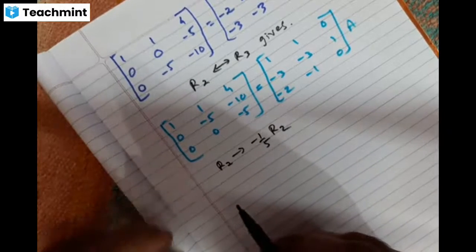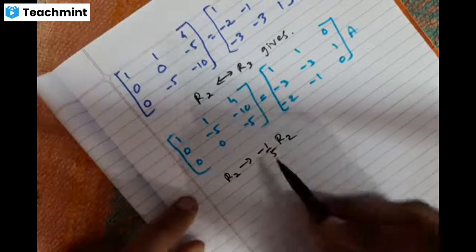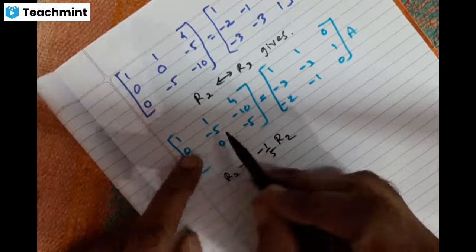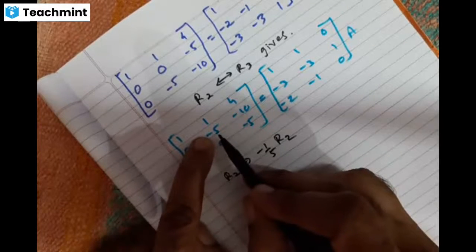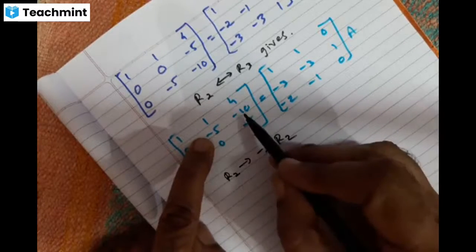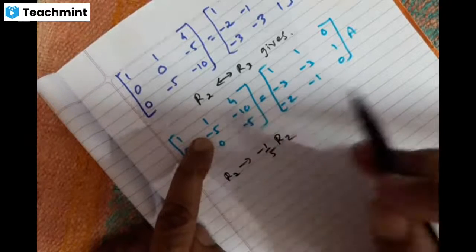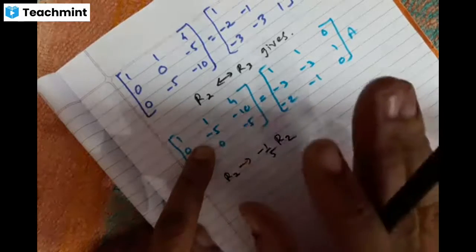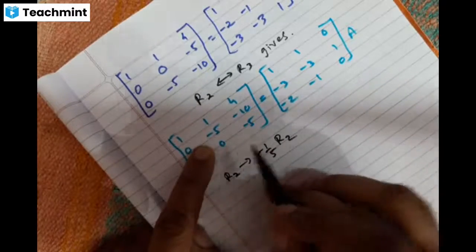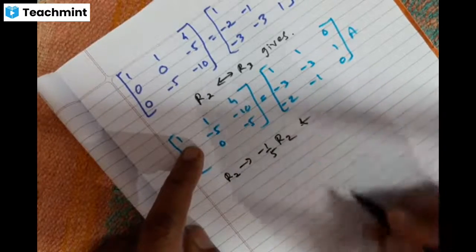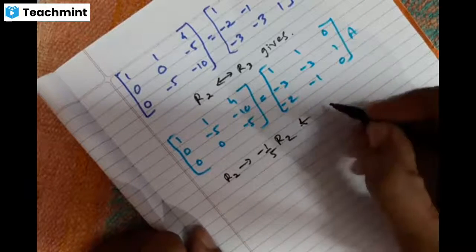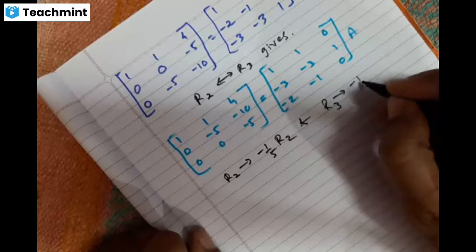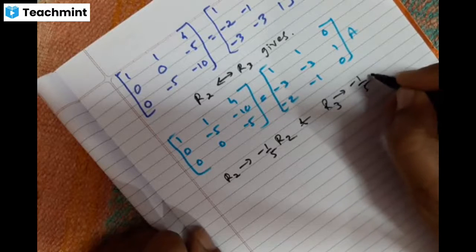So what is the advantage? दोस्तों, क्या advantage होगा? Minus 1 upon 5 से multiply करोगे, 0 remains 0. This becomes 1, which I want, and this will become 2. No problem, that we will think later on. But here at least I got 1, no? That is my purpose. And one more thing I can do, R3 को भी मैं same ही कर दूंगा. R3 goes to minus 1 upon 5 R3.